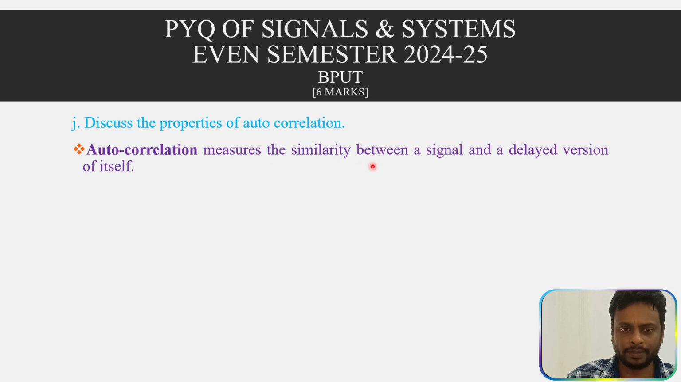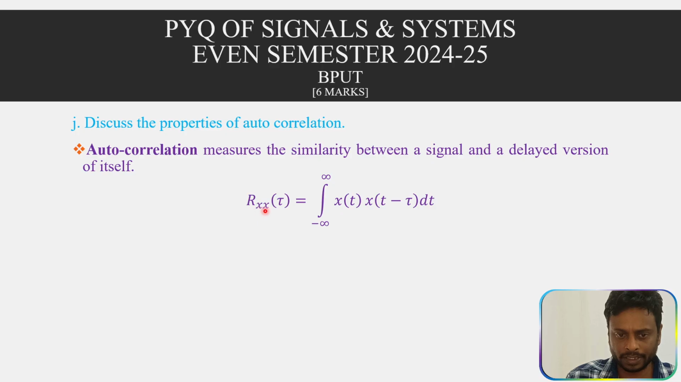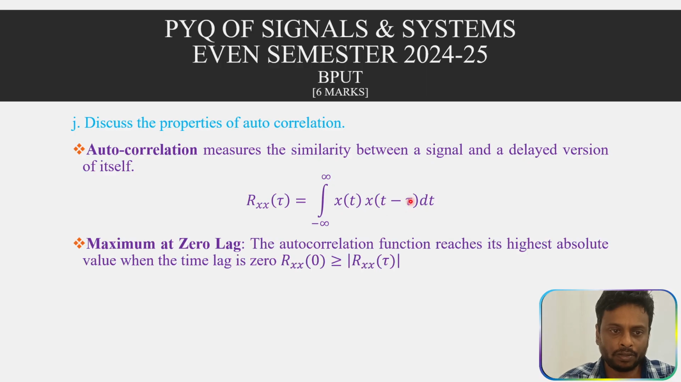Autocorrelation, we know, measures the similarity between the signal and a delayed version of itself. So Rxx(τ) is equal to the integral from minus infinity to plus infinity of x(t) x(t − τ) dτ. If it is the same signal that is correlated, that is the autocorrelation. So this is the first property.